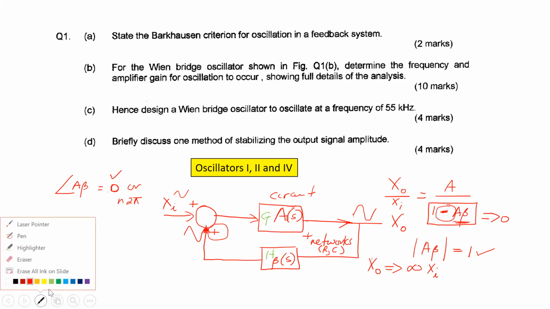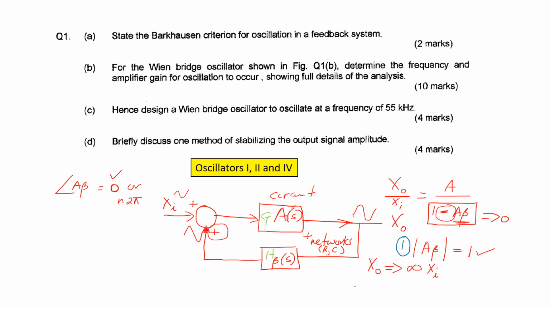For an oscillator to work, one, the loop gain, which is A beta, has to be 1, and the phase of that loop gain must be 0. Okay? Oops, this should have been number 2.